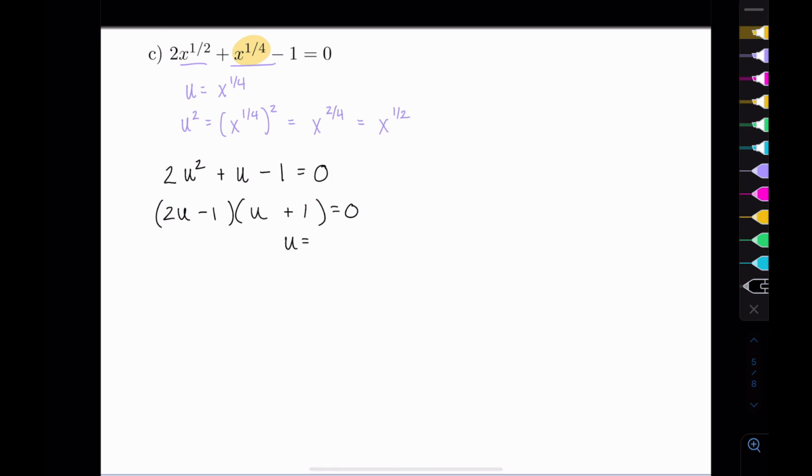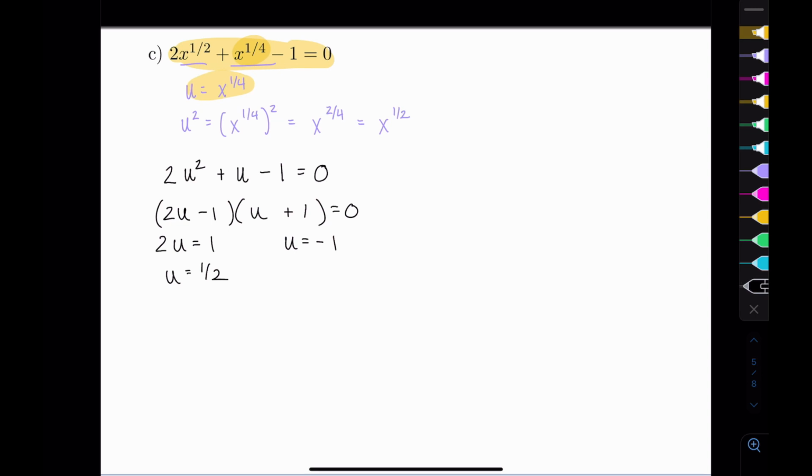The first one's a little bit easier. u equals -1. For the second one, this would need 2u to equal 1. So your u will equal 1/2, okay? So again, we've got 2 solutions, but they're in u. Our original equation up here dealt with x, so I have to figure out what does x equal. But that's where we use our substitution, okay?